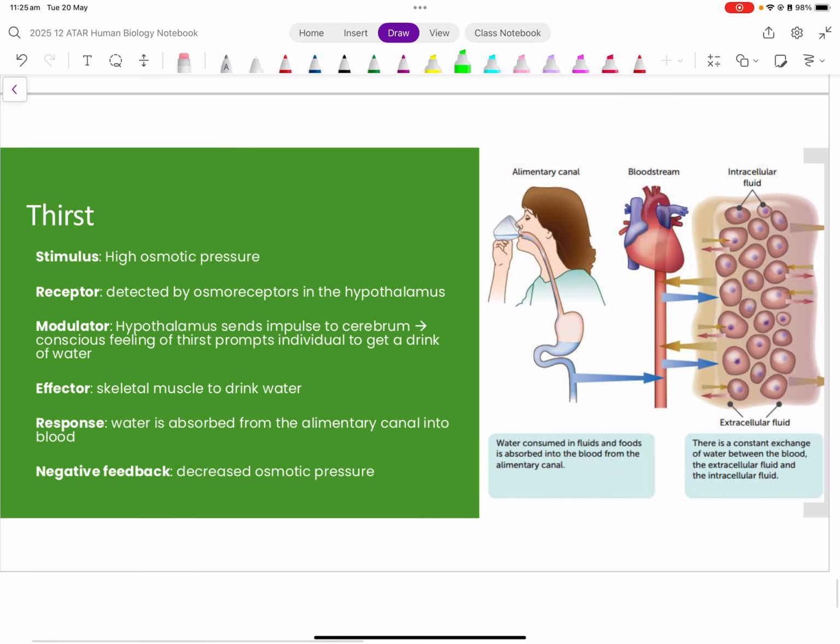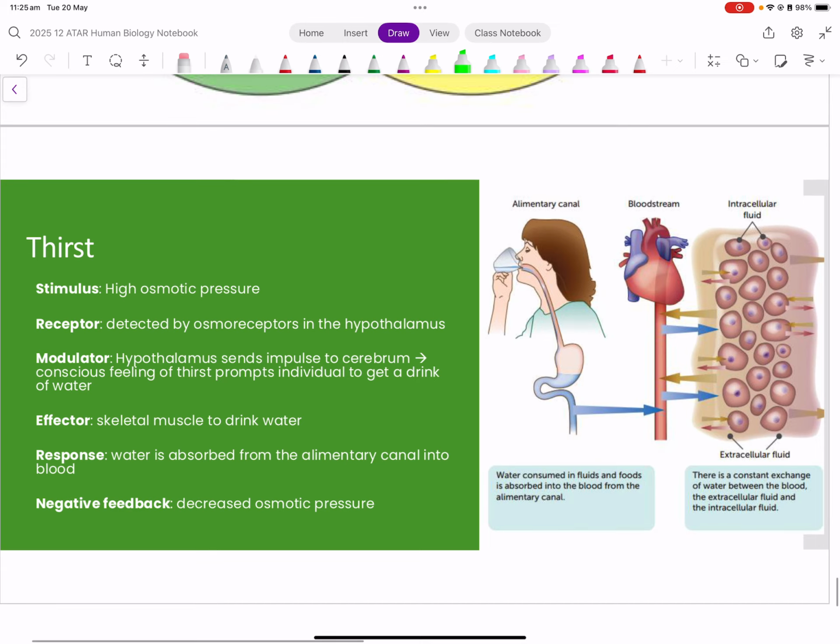So our final feedback loop and our final little piece for this lesson is thirst. So why do we feel thirsty? It is because we have a low water concentration, we're dehydrated, and what this means is that we have a high osmotic pressure. Same as with ADH, this is detected by osmoreceptors in the hypothalamus, which sends, this time, a message to the cerebrum, okay? This is us consciously feeling that we are thirsty. And what it does is your brain then prompts you to go and get a drink of water.